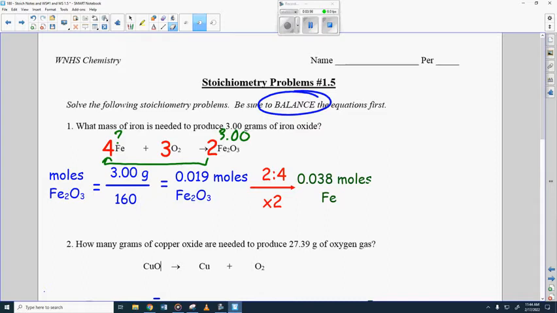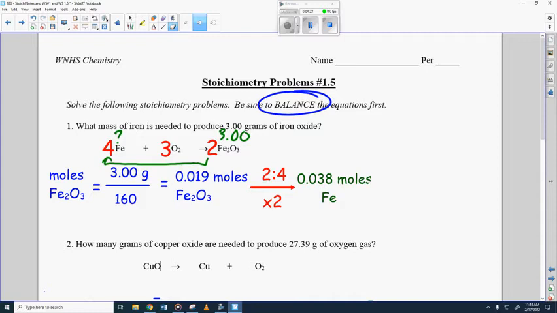Then you take 0.019 divided by 2. If that's what we're doing. Wait, how's it a 2-to-4 ratio? It's a 2-to-4 ratio because you're going from iron oxide to iron. So you're going from a 2 to a 4. You're getting bigger, so that's why it's multiplied. Now, if it was the other way around, you're going from the 4 to the 2, you'd be getting smaller, so you need to divide there.